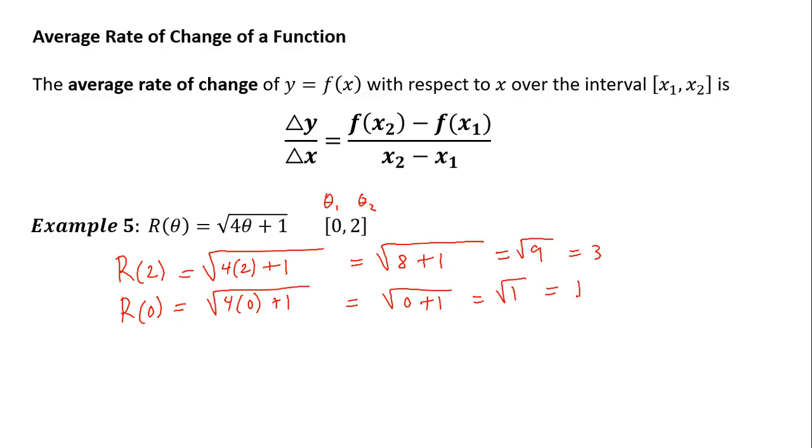So the average rate of change of this function over the interval 0 to 2 is r of 2 minus r of 0 over 2 minus 0, which is equal to 3 minus 1 over 2. So this is 2 over 2, which is equal to 1.